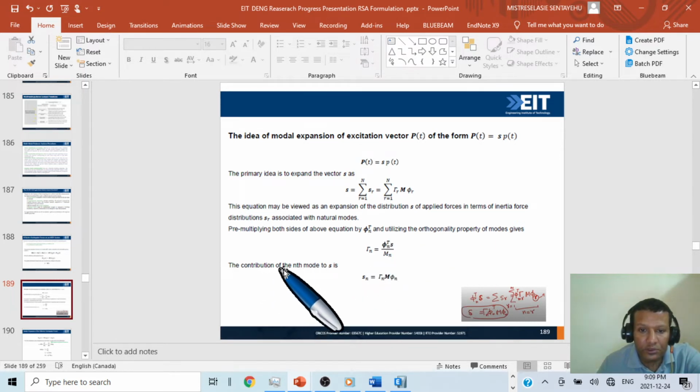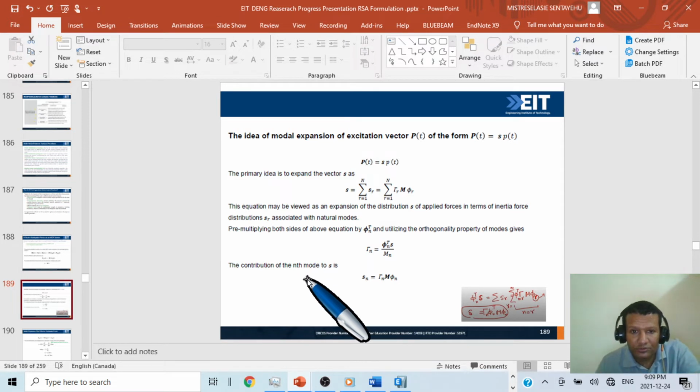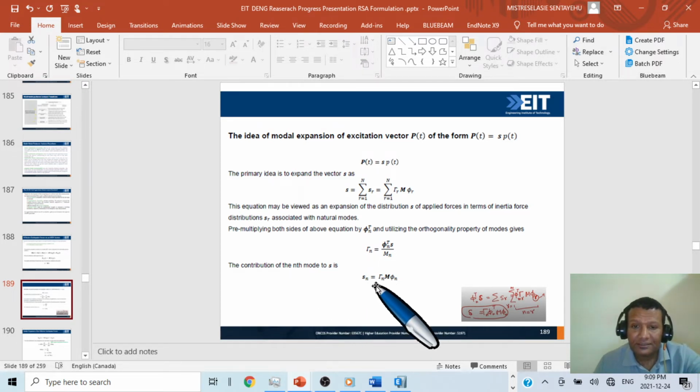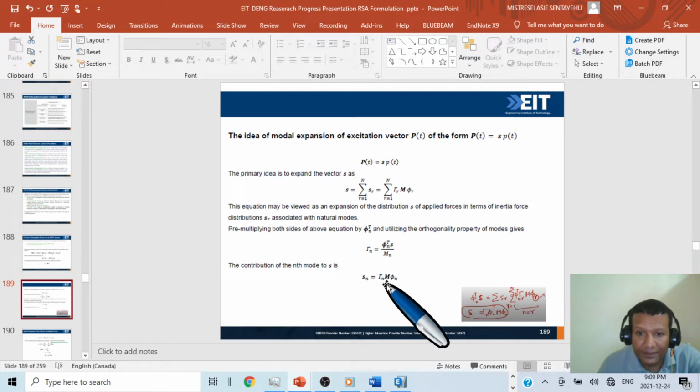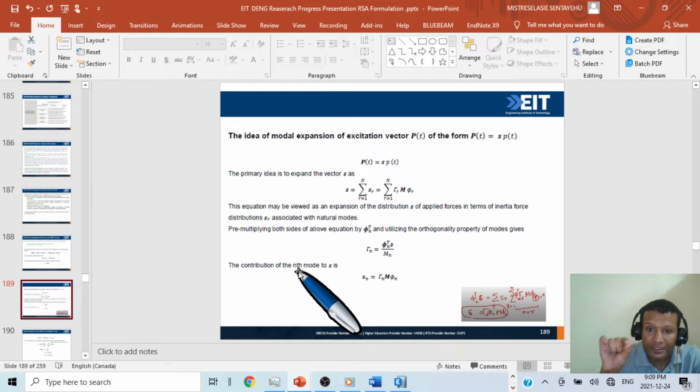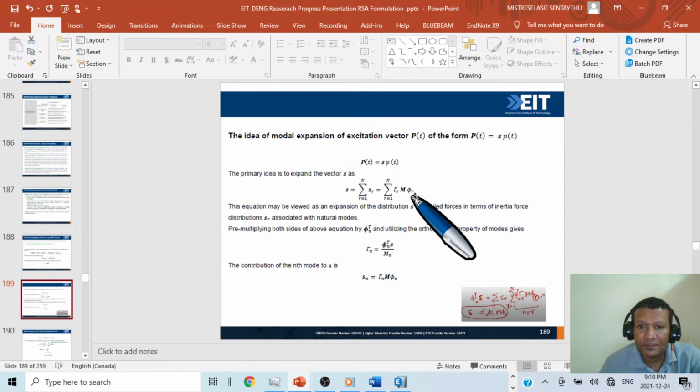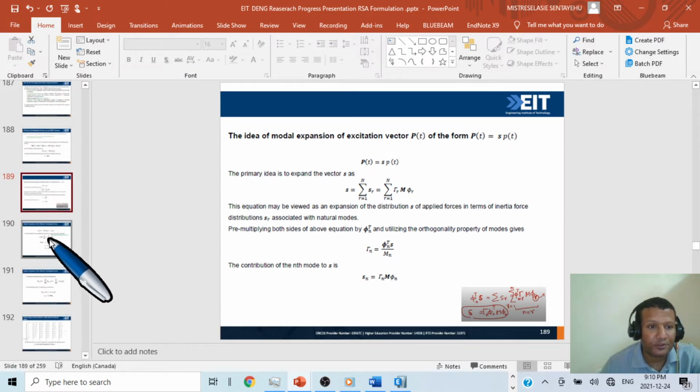Then the contribution of the nth mode to the total S will be Sn. So that means the total effective force will be distributed to each mode: mode 1, mode 2, mode 3, mode 4. Then each mode will also have a contribution, a distribution into each floor. So Rn m phi n. This is for the nth mode only. Then the total will become S. I think you get my point.